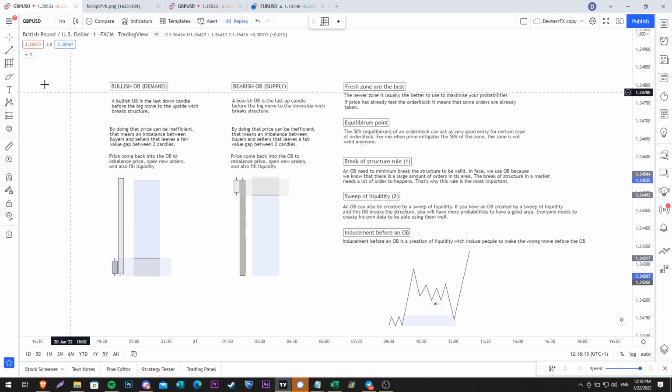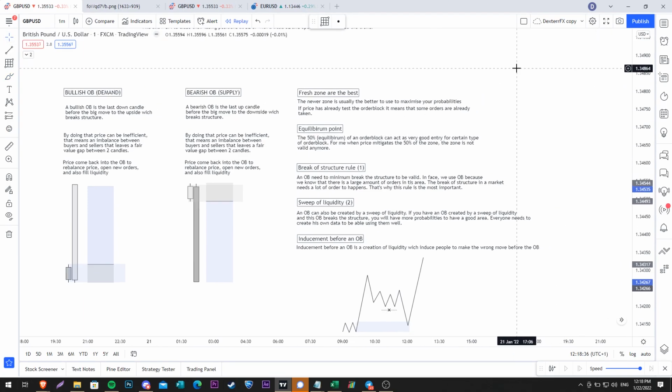It's very nice to understand that we need to break the structure, and we need to have a big candle and a big momentum to have a nice order block. So now we will be able to see some rules.